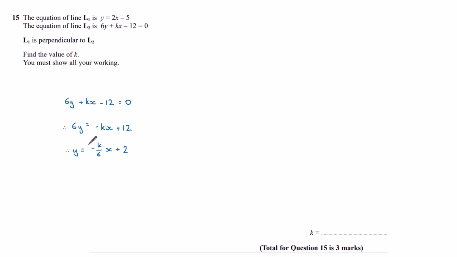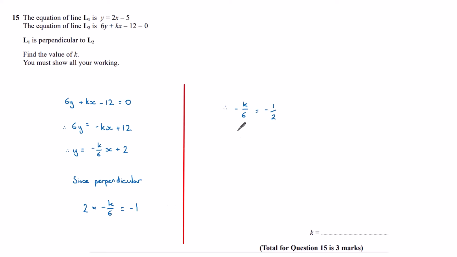Now the bit I'm interested in is the gradient. As I've said, since they are perpendicular, the gradient of L1 multiplied by the gradient of L2 should equal minus 1. And so dividing both sides by 2, minus k over 6 is equal to minus a half. Multiply through by minus 6, then k must equal 3.